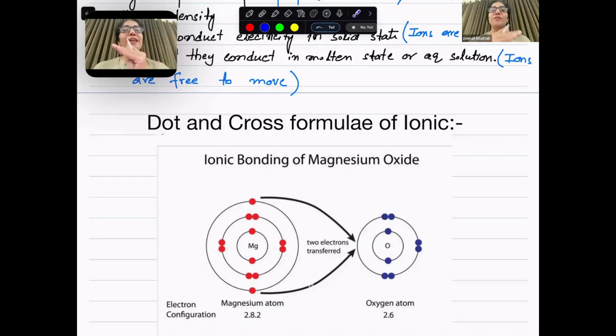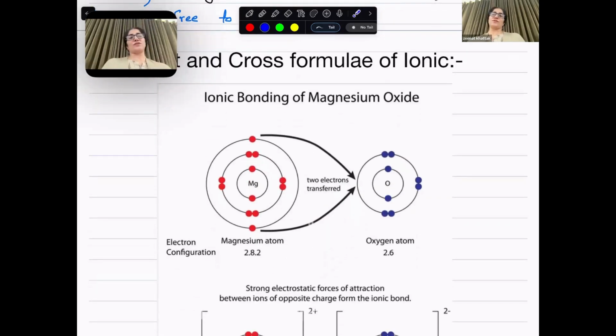Regular alternating arrangement of cation and anion. They are hard crystalline solids, with high melting and boiling points and high densities. They don't conduct electricity in the solid state, but they do so in molten and aqueous states because the ions will be freely moving. Now, dot and cross, you can see this.